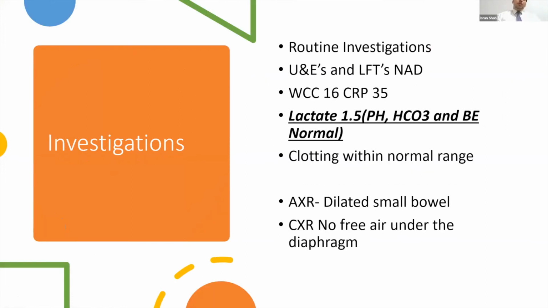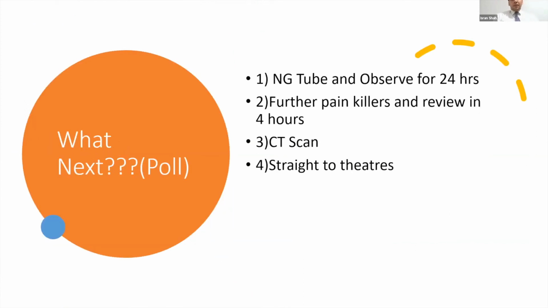Routine investigations showed urea and electrolytes and LFTs were all normal, white cell count was 16, CRP was 35. On presentation, her lactate was 1.5, pH was normal, bicarb and base excess were all normal. Clotting was in normal range. An abdominal X-ray showed that she's got some dilated small bowel. Chest X-ray didn't show any free air under the diaphragm.